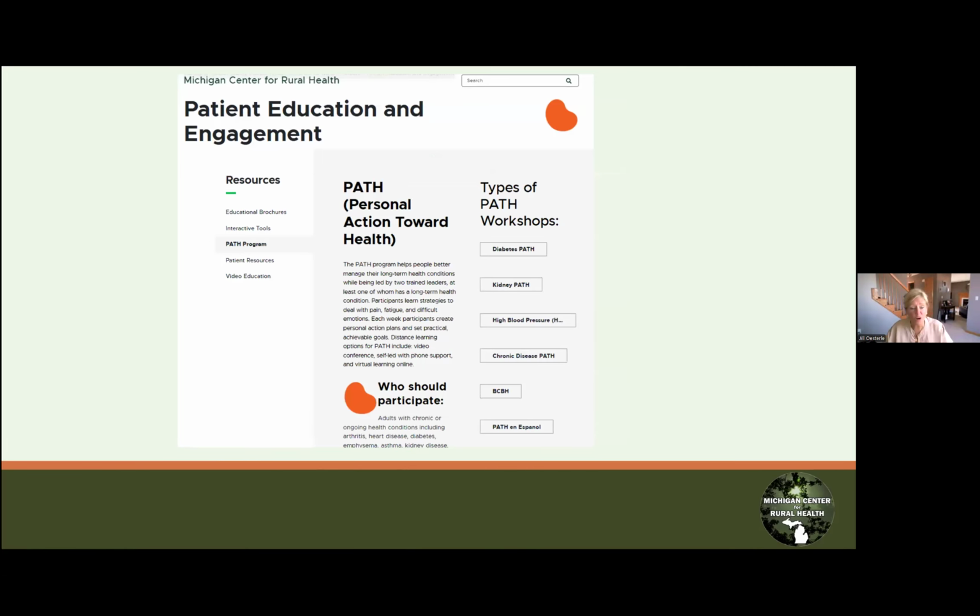So here's a little bit more about the PATH programs. There's a diabetes path, a kidney path, a high blood pressure pathway, a chronic disease path. Those are all pathways. Mary, do you want to give a little bit of information about the path? I know the Kidney Foundation is the one that runs this, and you can probably do it a little bit more justice. Little synopsis. These are evidence-based programs that we make available.